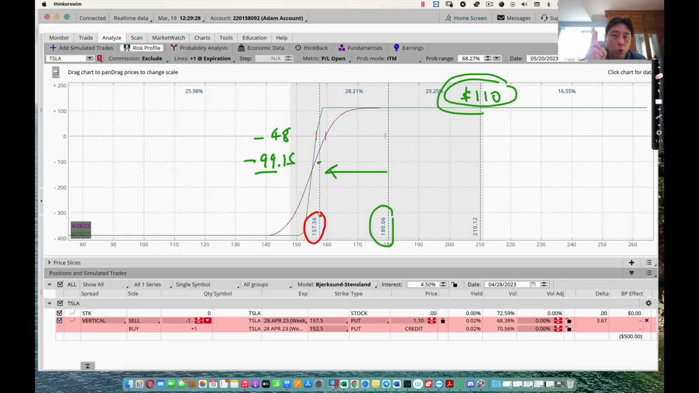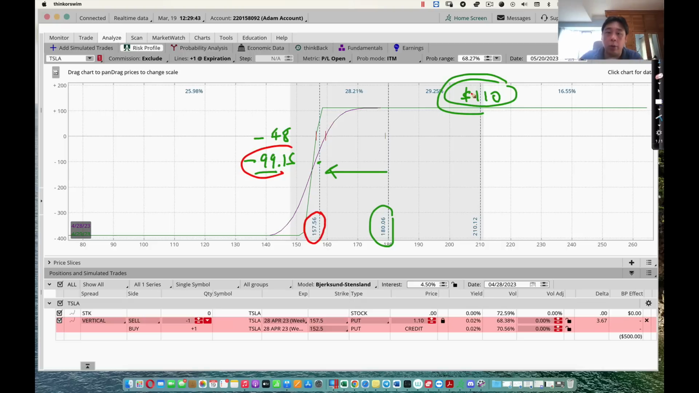So let me give you two words of caution. The first word of caution is this. Now, in this example, you can see that if it drops to the stop loss price and I cut loss, I only lose $99, which is less than the credit I collected. But that's not always the case.